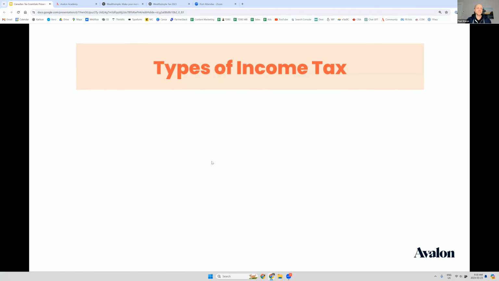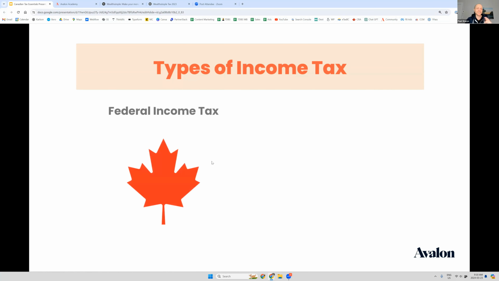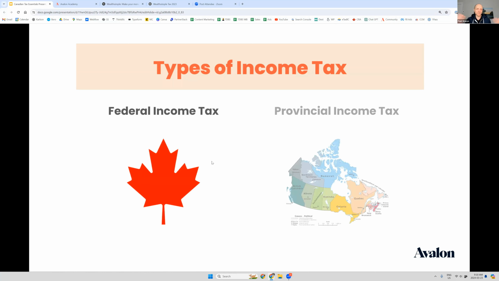Types of income tax. We're talking about income tax. There's federal income tax, and you can probably guess the second one, provincial or territorial income tax. In Canada, there are two types of taxes, and it depends where you live. Everybody's going to have the federal income tax, and then depending where you are, you're going to have different amounts or different tax rates that get applied to your taxable income to calculate it. I'll show you some examples in a second.